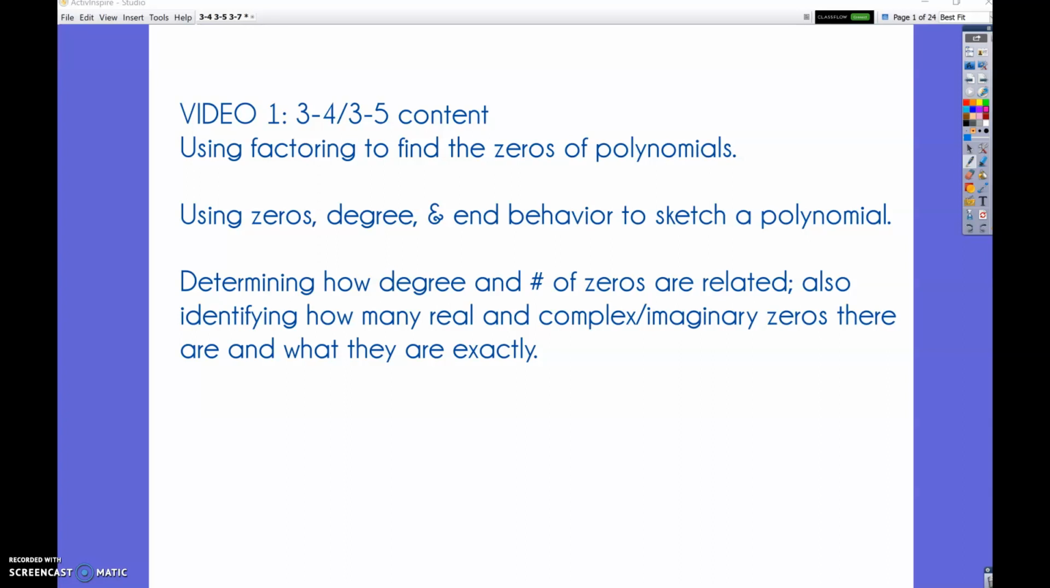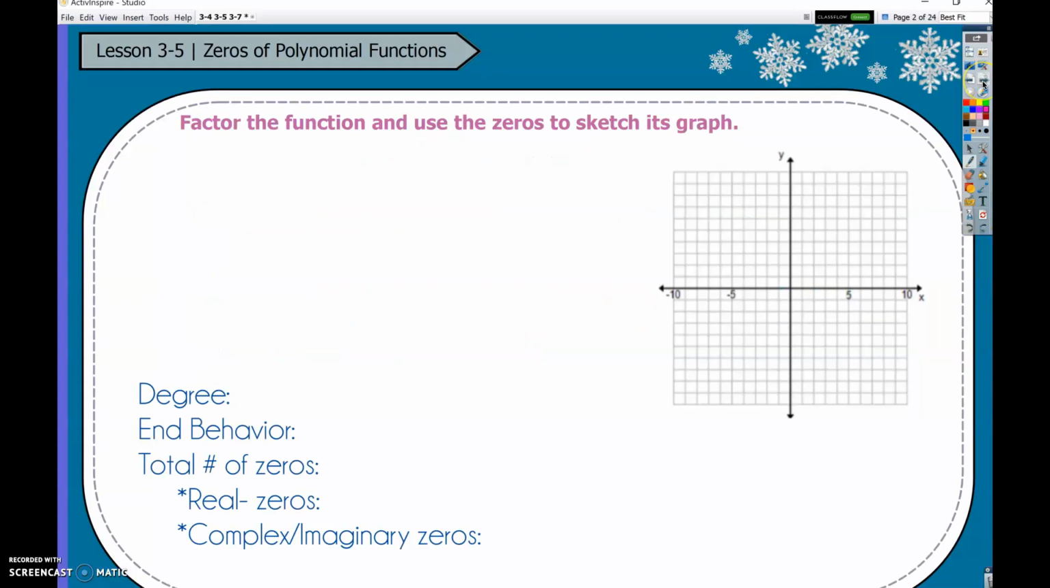In this video, you'll find content related to Lesson 3.4 and 3.5. We're going to remind ourselves and use factoring to find how the zeros of the polynomials will help us sketch the graph. We'll look at the degree and the end behavior also to make sure we're correct. Once we know the degree, we're going to see how many zeros that function or polynomial should have. Lastly, we'll identify if those zeros are real or complex.